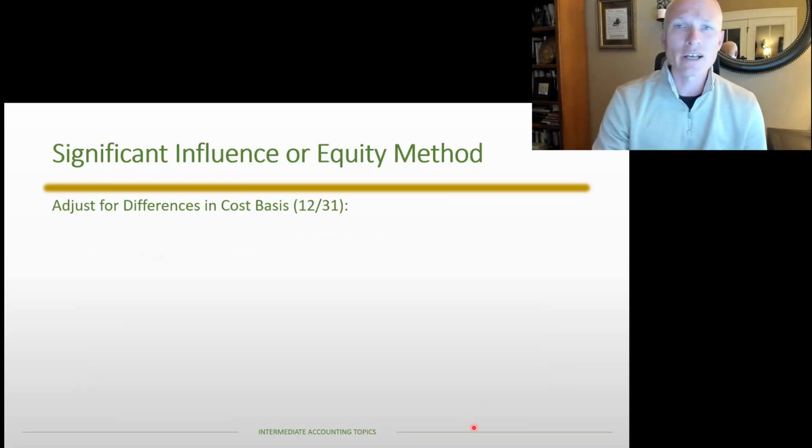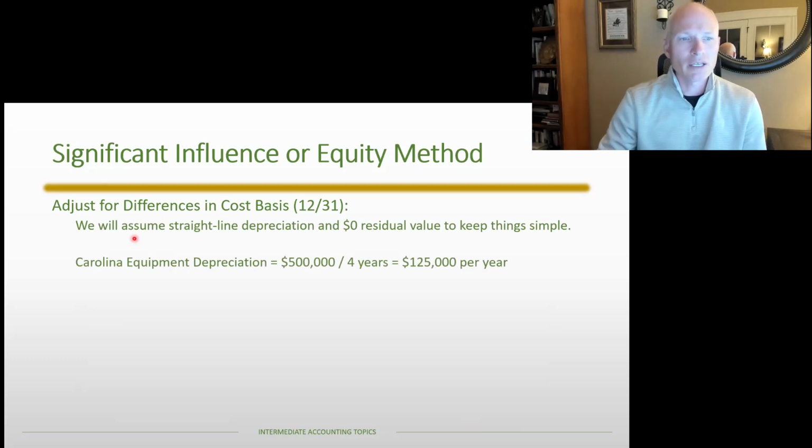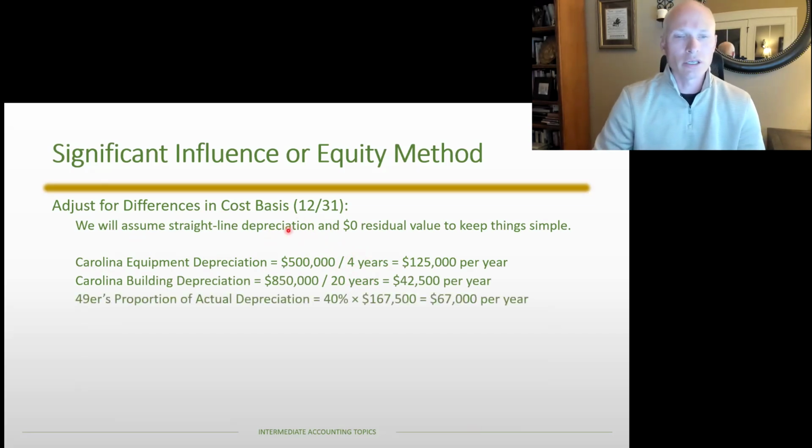This is what we didn't do in class, but I'm going to go over it here. The broad takeaway is that we're going to make some simplifying assumptions, but the idea is that the investee is depreciating all of their depreciable identifiable assets. We're just going to assume that they're depreciating the equipment at $125,000 per year and the building at $42,500 per year. Again, this is just information that would be given to you, as far as the number of years of depreciation left and things like that. And so their actual depreciation total is $167,500.